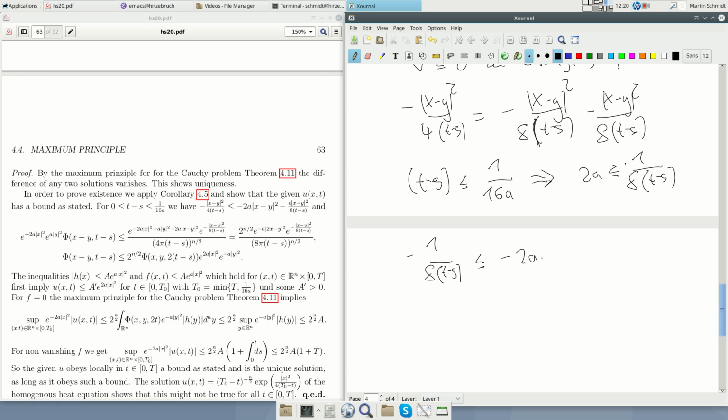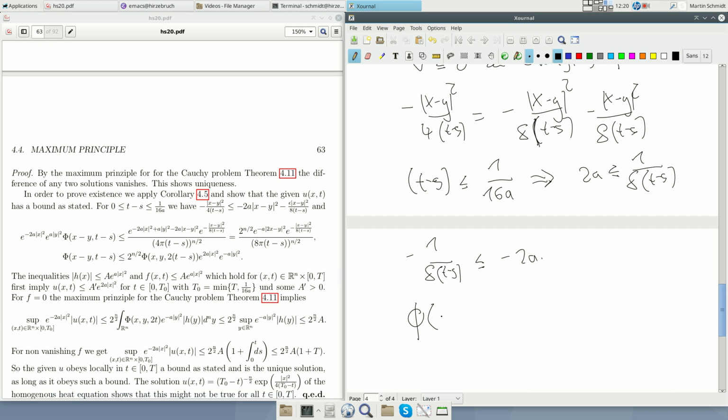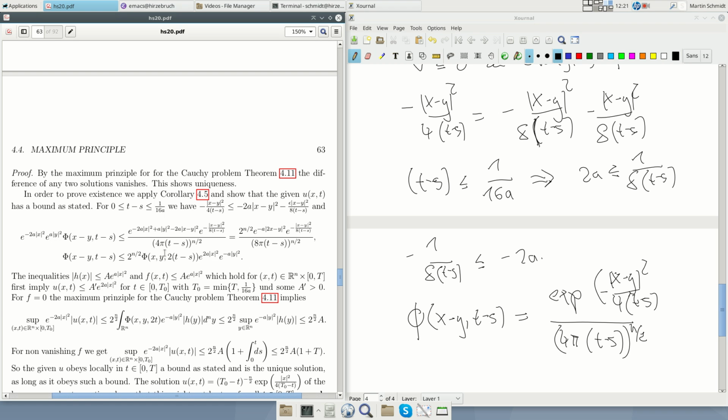Yeah, if we reverse, then this inequality reverses. So we get this expression, and then by the exponential, we get that phi, let's recall the formula, phi of x minus y, t minus s. This is just given by the exponential of minus x minus y squared over 4 times t minus s, and then we have this factor (4 pi (t minus s)) to the power n half. Okay, so here we have this factor, and we multiply this by these two functions.